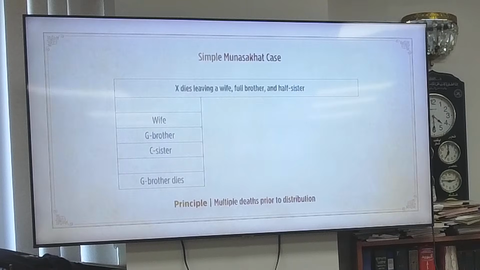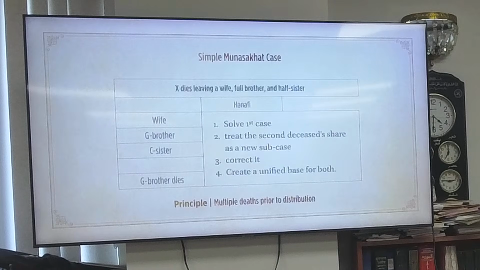A munasakha case where you have successive deaths, multiple deaths prior to distribution. Say somebody leaves a wife, a full brother, and a half sister. The wife, full brother, and the paternal sister. And then the full brother dies. So now you have to do 2 cases. You distribute as if the brother is still alive, and then you assume the brother dies, his share now gets redistributed to his own heirs. This is the munasakha case. Multiple deaths prior to distribution.